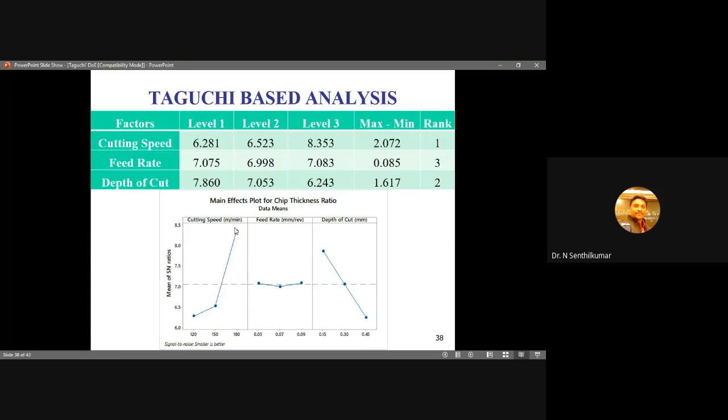SN ratio should be maximum for any optimization. S by N: if the noise levels are less, then the strength will be higher. That is the case of Taguchi, no? So S by N ratio, higher is better. That is the optimum condition. In this case, the cutting speed is 180, the third level. Similarly, for depth of cut, it is the first level, right?